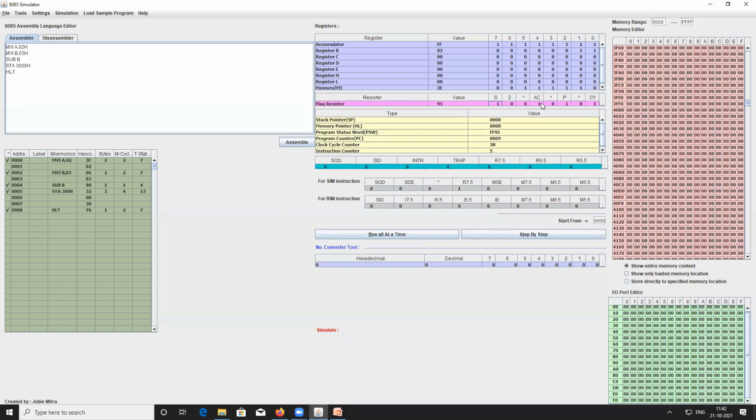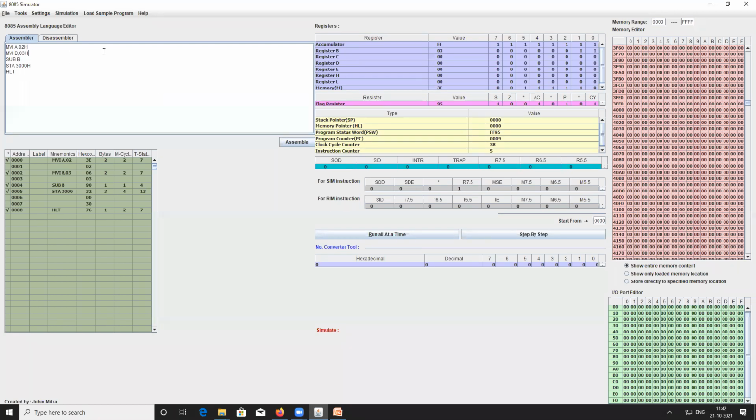Again, a borrow will be generated, so the auxiliary carry will be generated. After that, the carry flag will be generated because after 0 a carry is generated. And the parity flag will be generated because FF means 8 ones, and 8 ones is an even number of ones, so the parity flag is 1. The sign flag is generated because the answer is negative, and the carry flag and auxiliary carry are 1.